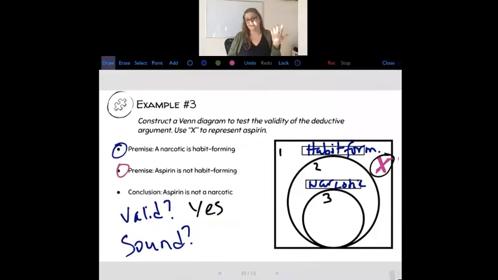Then we check to see if it's sound, because remember, a valid argument could be sound or not sound. In this case, I would probably say it's sound. You may disagree if you do think that aspirin is habit forming. If this were asked on an exam, it would be clear whether the premises are true or not.